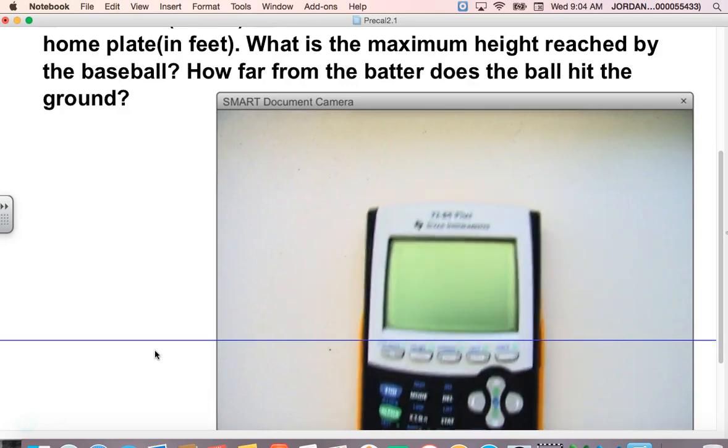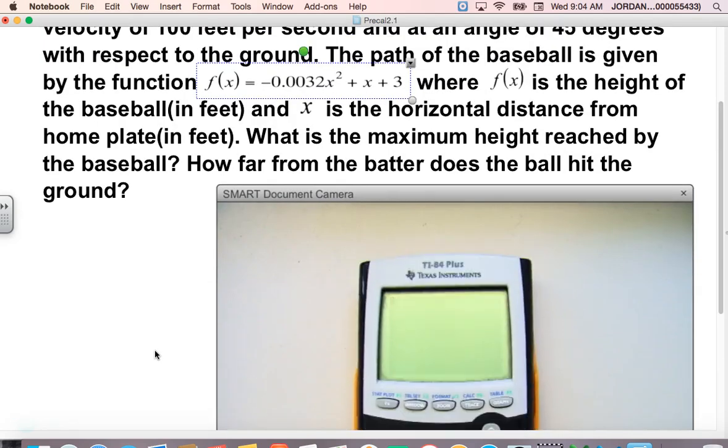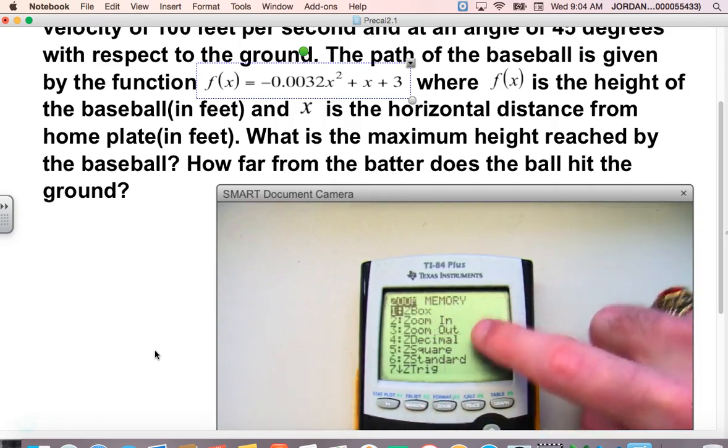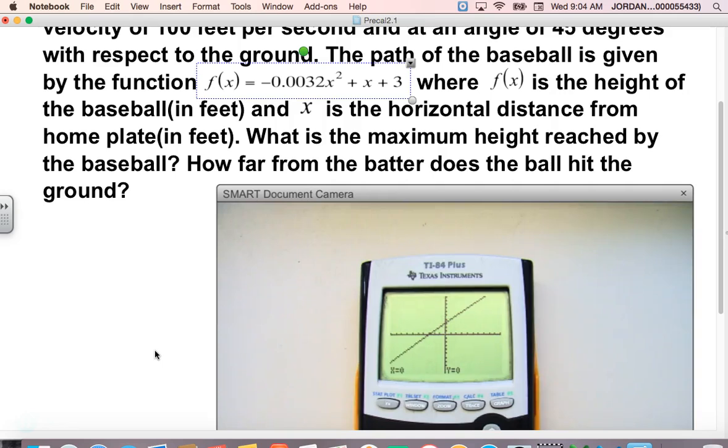Okay, so let's use our calculator right here. Let's graph the function. So go to y equals, and let's graph negative 0.0032 x squared plus x plus 3. And we graph it. Now when we graph it, it looks like just a straight line. So sometimes this will happen. You just need to zoom out until you can see more of the graph. So hit zoom, zoom 3, and hit enter. It won't zoom until you hit enter.